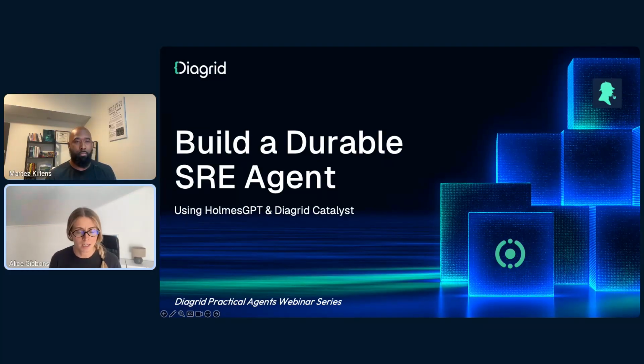We will be creating and running a durable SRE agent using the open source project, which is HolmesGPT, and our AI orchestration platform, Diagrid Catalyst. You can think of an SRE agent, if you haven't used one before, as your first line of defense, that first responder to any critical infrastructure issues that might be occurring, whether that's in your Kubernetes cluster or a VM or any sort of layer in the technology stack.